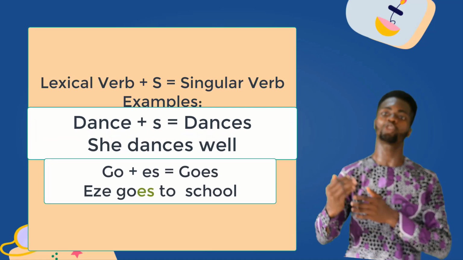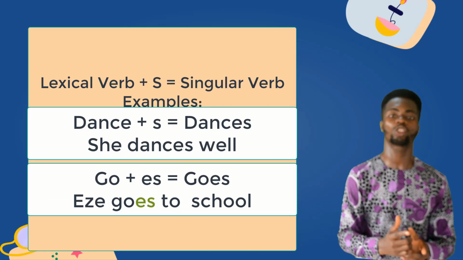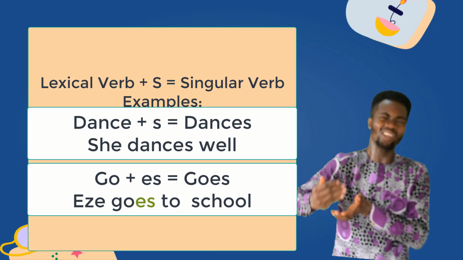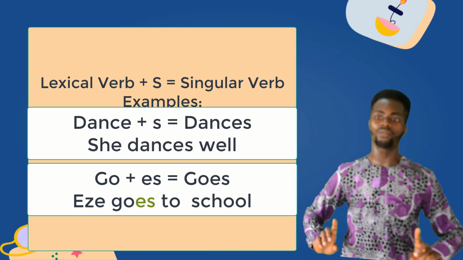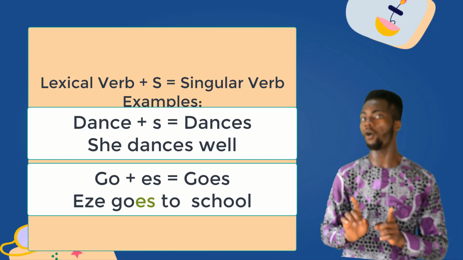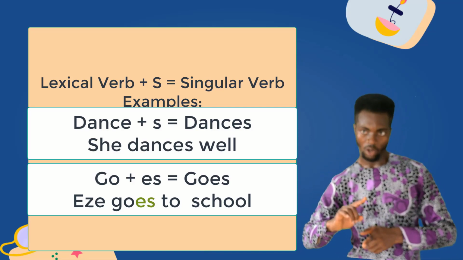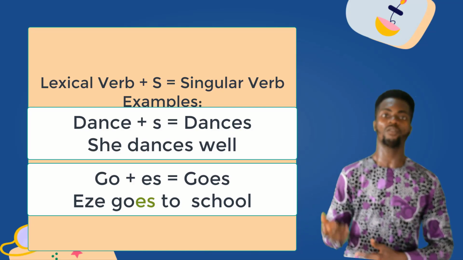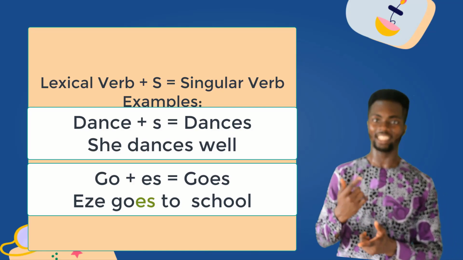Okay, Eze goes to school. Eze is a person, just a person, and that's a singular subject. Goes is a verb that is a singular verb. We've added es to that. You know, that's a kind of reverse case for nouns. When we pluralize nouns, we add es or s, or we change certain vowels in nouns to form their plural forms. But for verbs, the reverse is the case. So for a singular verb, you need to attach s.